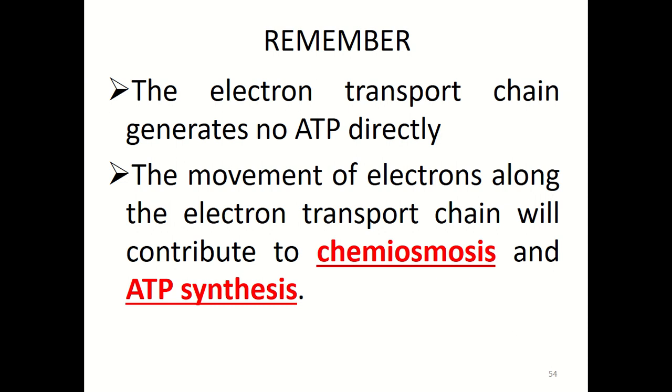So remember, the electron transport chain does not generate ATP directly. The movement of the electrons along the electron transport chain, consisting of the mobile carriers and protein complexes, later will contribute to the process of chemiosmosis and ATP synthesis, in which throughout this process later we will generate ATP.